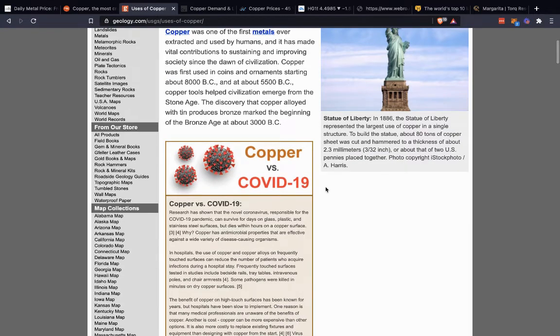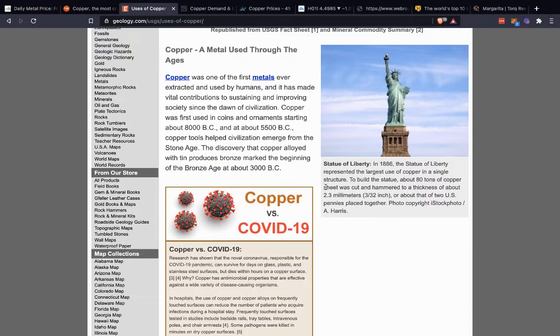Let me know in the comments if you know of anything that has copper, or if you've collected copper. I don't know what your thoughts are just around copper in general. So let's get into this article from geology.com. Again, everything will be linked down below in the description.